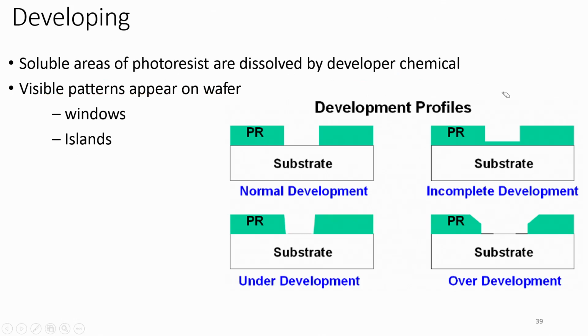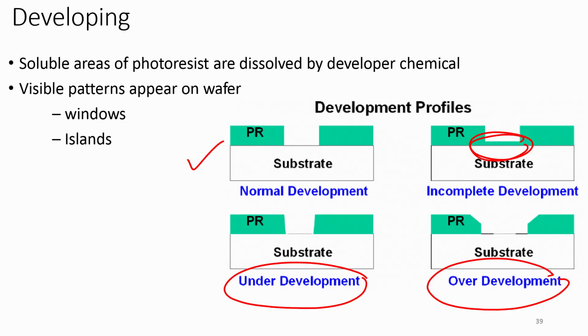So, when you develop the photoresist, if it is a normal development, you will get the pattern which is shown here. However, if there is under development, then you will get this kind of pattern. If it is incomplete development, you can see here. If it is over development, then you will see this structure.